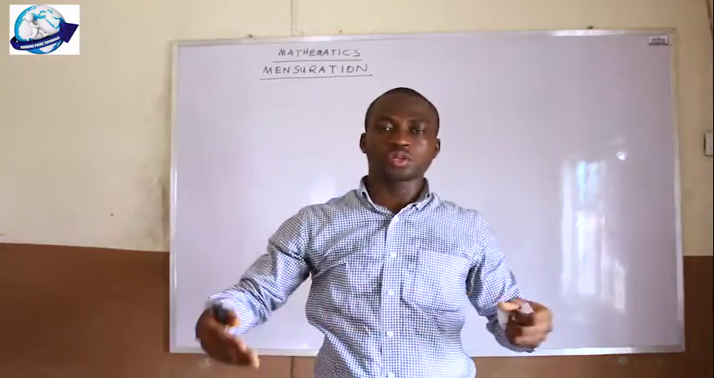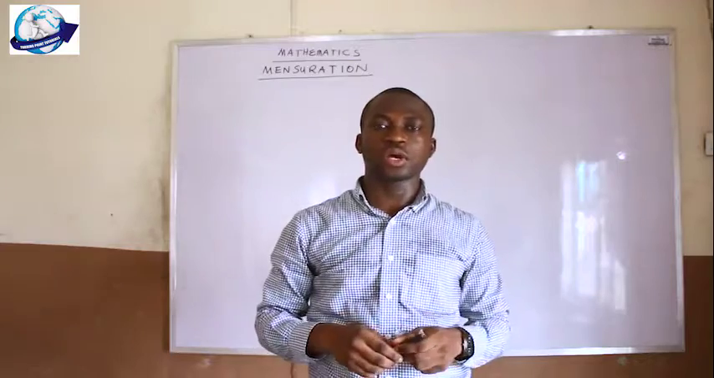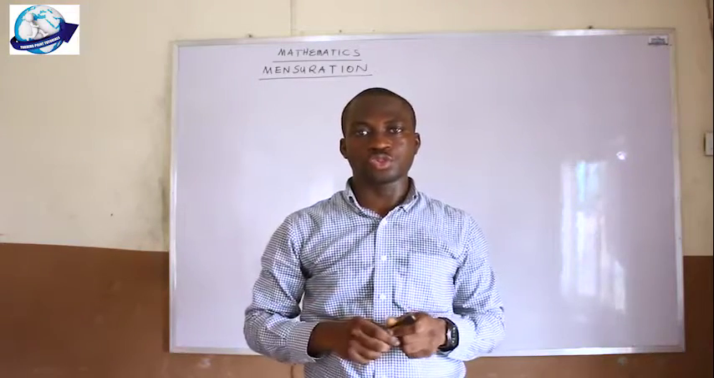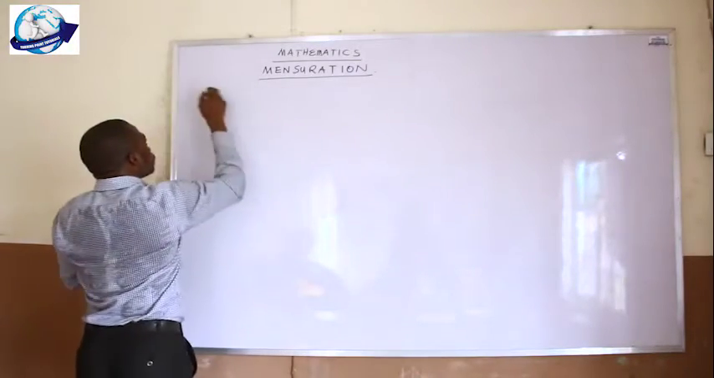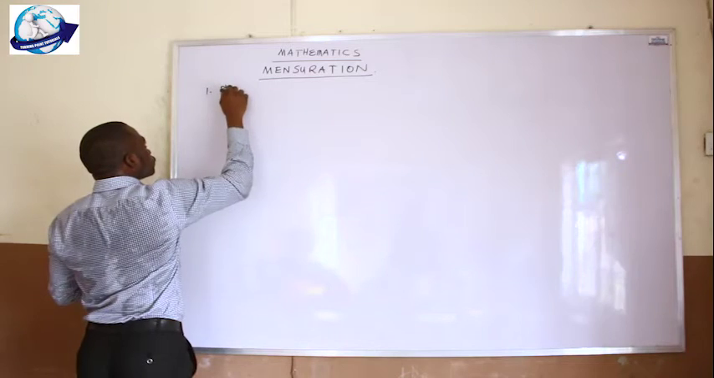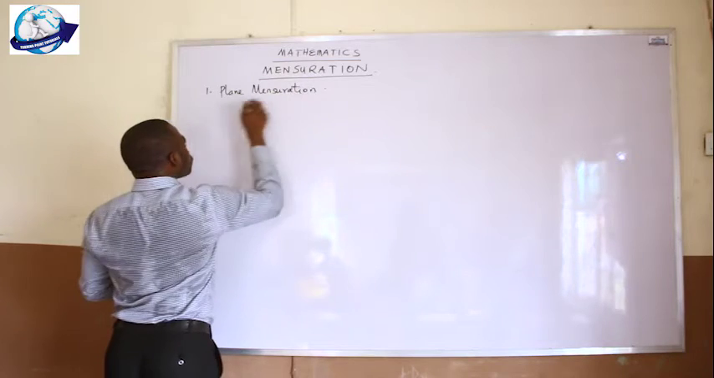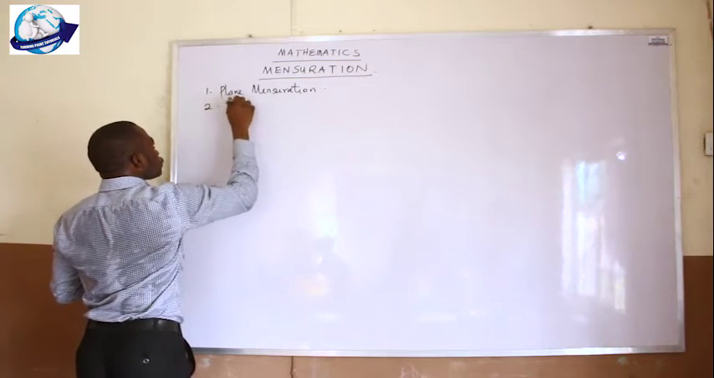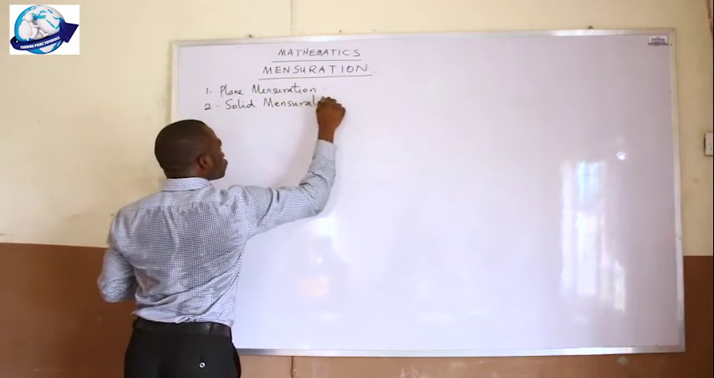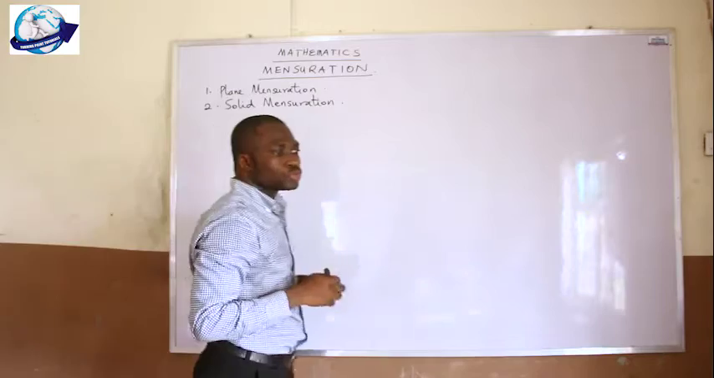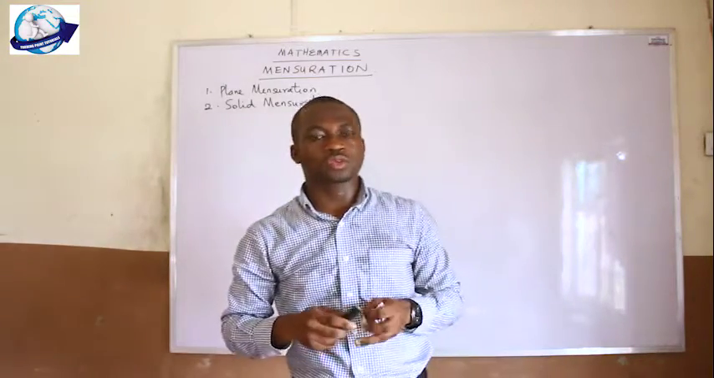We are going to break it down into two broad aspects. That is plane mensuration and solid mensuration. So, number one, we're looking at plane mensuration. Number two, we'll be looking at solid mensuration. So we'll look into plane mensuration as the first aspect.